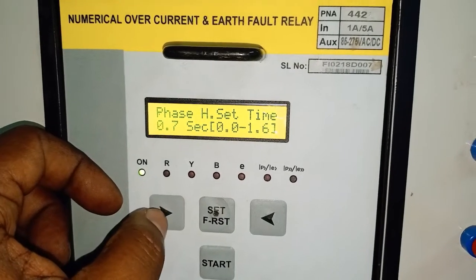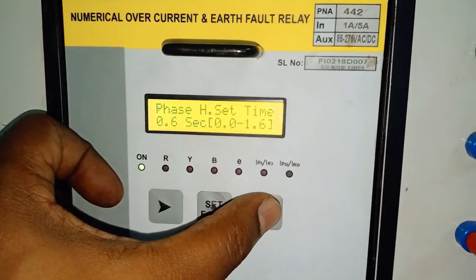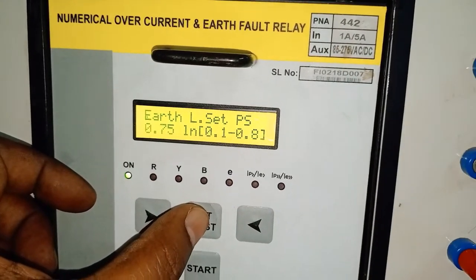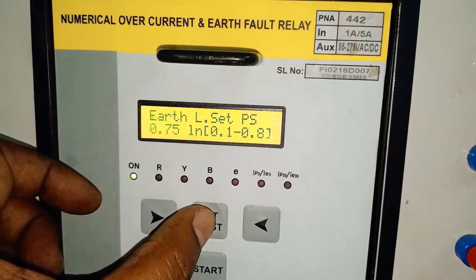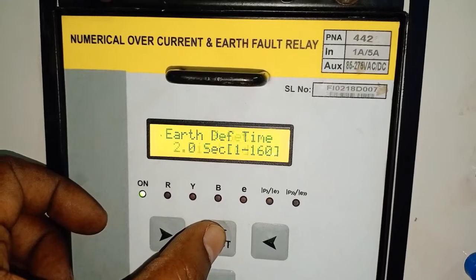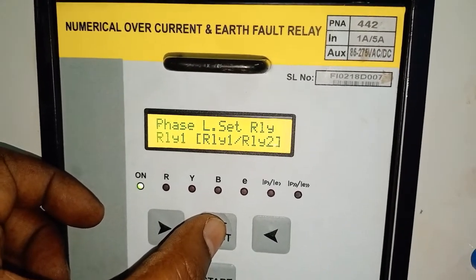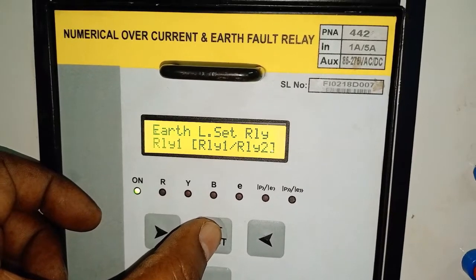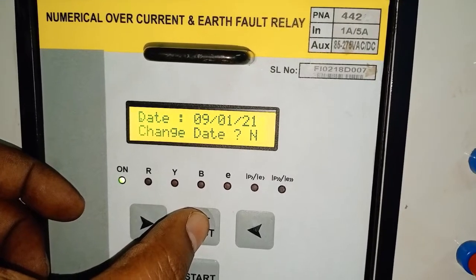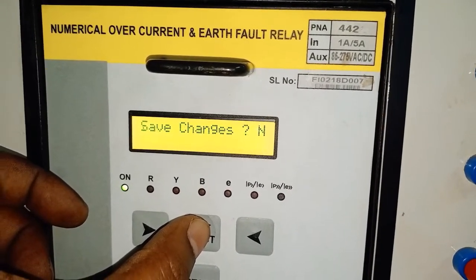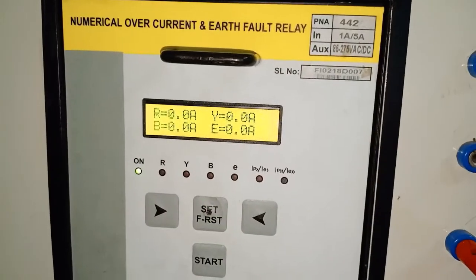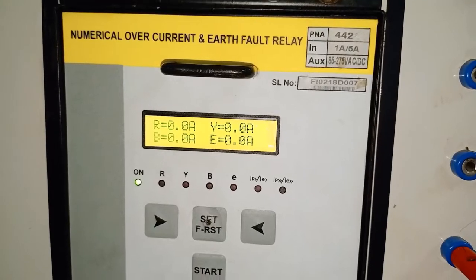There is also a time setting, we can make it as 0.5. So you can skip this earth fault current setting. We are doing it only for overcurrent. So you can skip this part. And if you want to change the date and time, you can change here. And finally save it. So now this completes the programming.